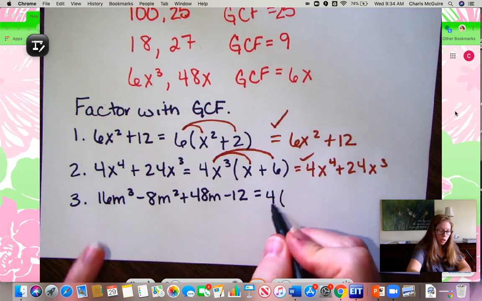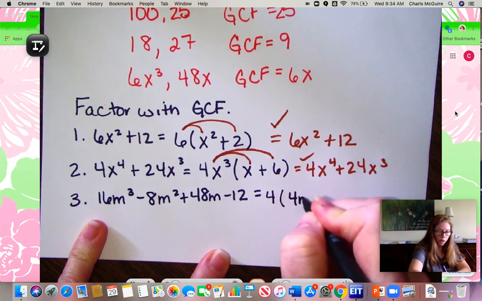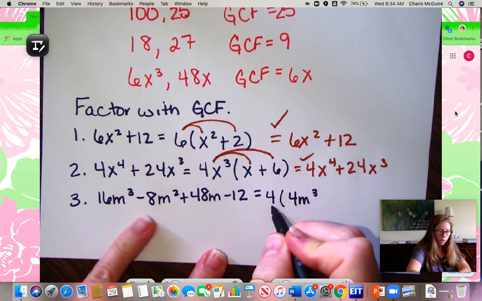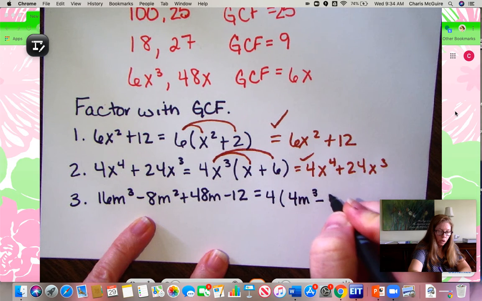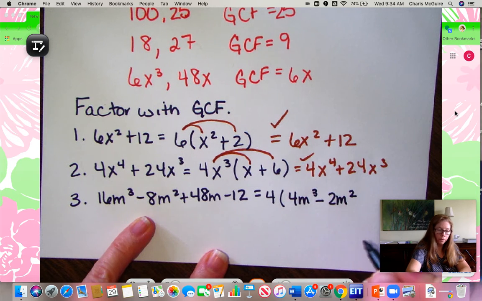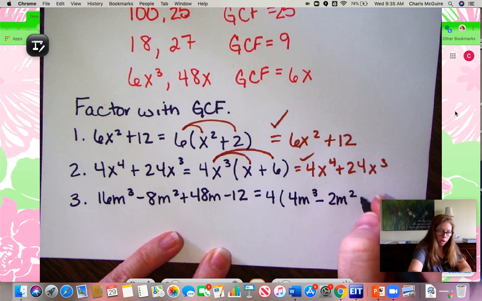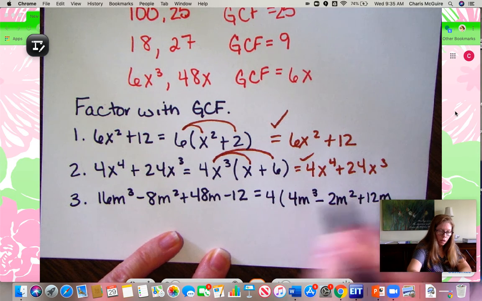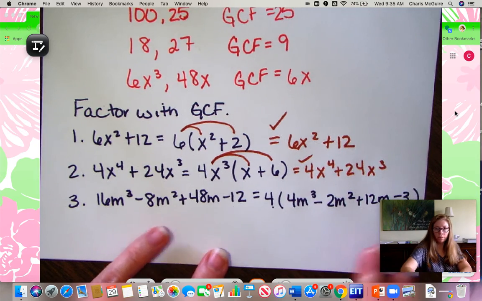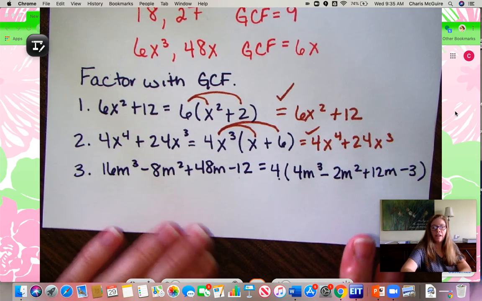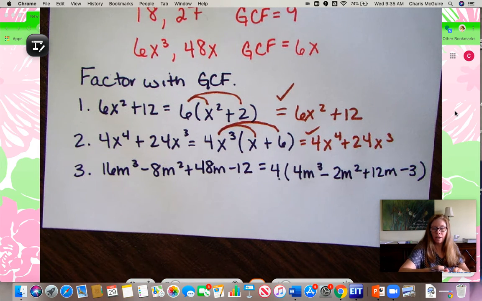All right, so you think about it. 4 times 4 is 16. So it's 4m to the 3rd. 4 times 2, now it's a negative 8. So this is going to be a negative 2m squared. 4 times 12 is 48. And 4 times negative 3 is negative 12. Hopefully you got that and you're able to check that. And you notice that I'm thinking about it, kind of checking it as I go.